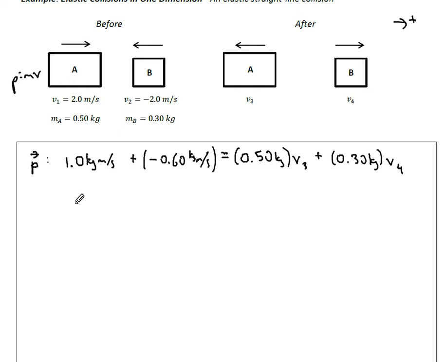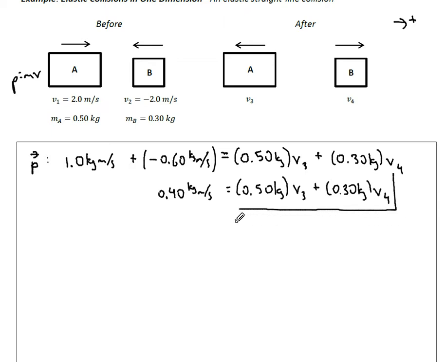But what we can recognize is that we can have a second equation for energy. Before I do that, let's simplify this down a bit. 1 minus 0.6, that is 0.4. And 0.50 V3, we can't simplify it too much yet. Okay, so there's our equation.